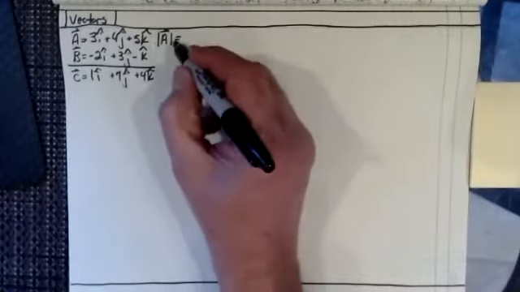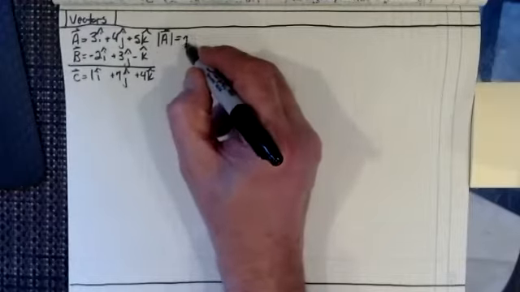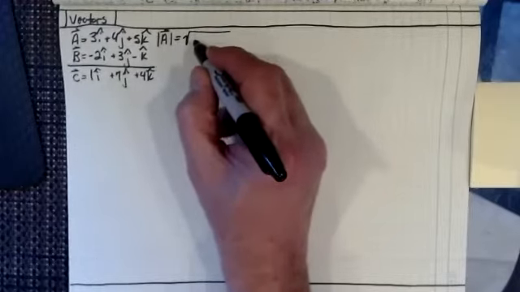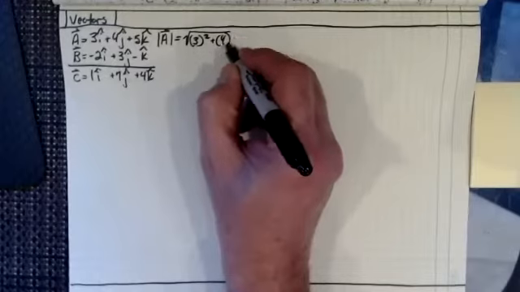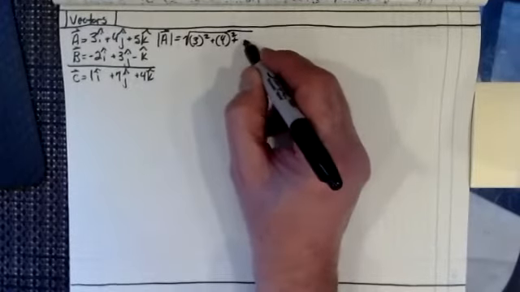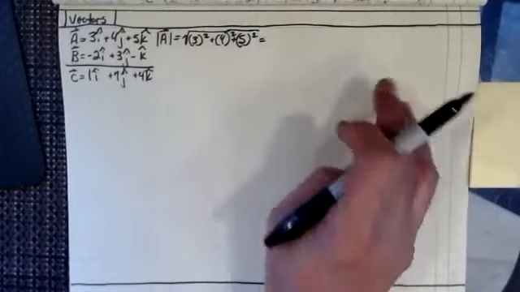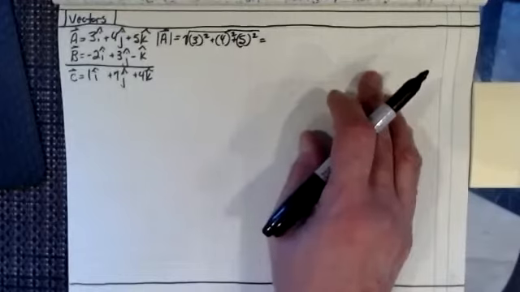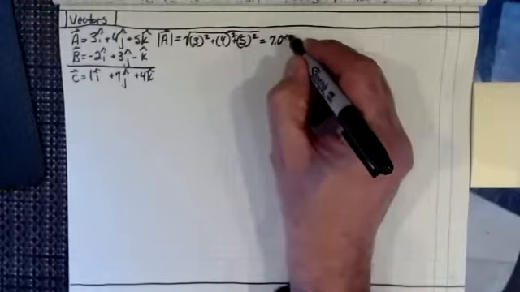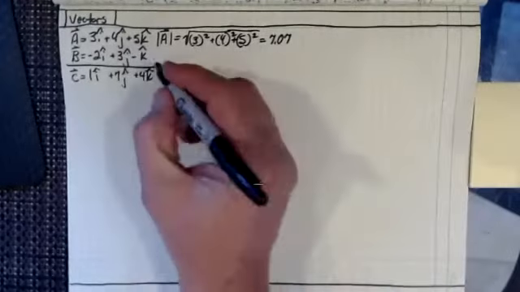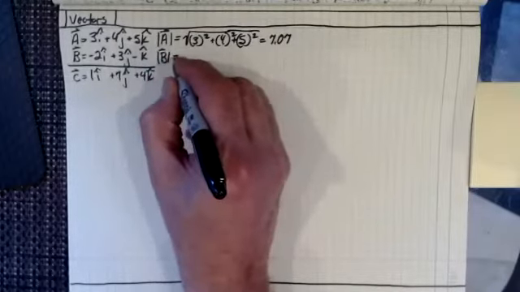So the magnitude is just going to be the square root of the square of 3 plus the square of 4 plus the square of 5, all taken to the square root, because that's Pythagoras' theorem. I'll refer you back to that, but I'm sure that everybody is aware of Pythagoras' theorem, and that comes out to 7.07.